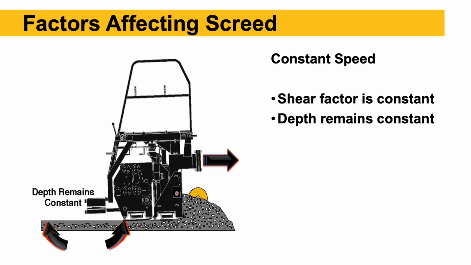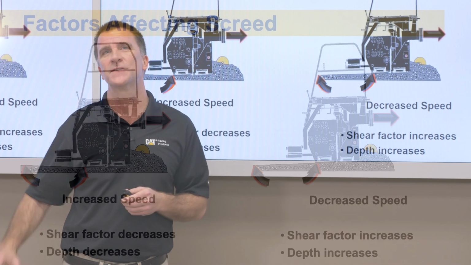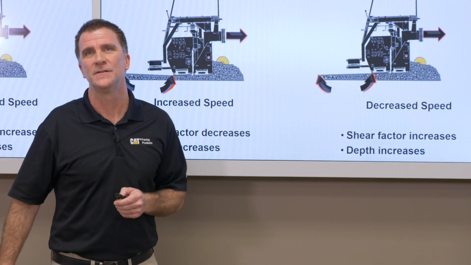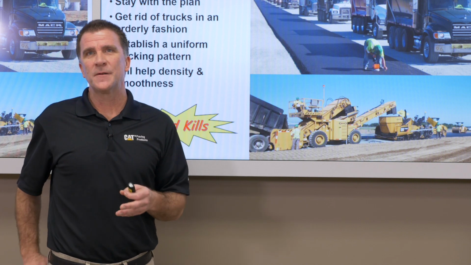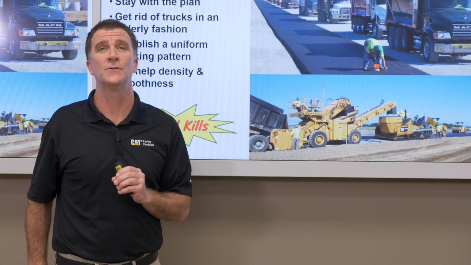Constant speed, mat thickness stays constant. Increased speed, the depth of our mat will decrease if we don't change anything else, if we don't change our mix feed. If I decrease speed or slow that paver down, there's more resistance on that screed, and the mat thickness wants to increase. So again, constant paver speed is very critical to a quality mat.